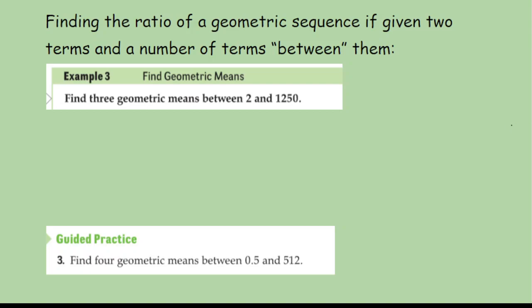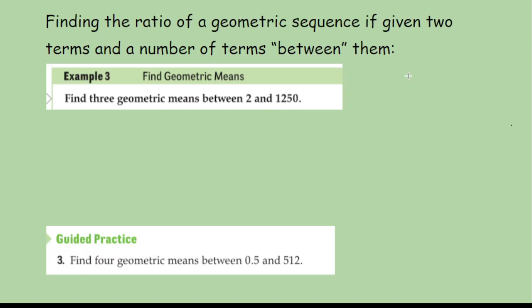All right, now we are looking at another permutation, kind of how to do these problems when they give us part of the information but not all of it. All right, and so here's what we know. They say find geometric means, and they say find 3 geometric means between 2 and 1250.